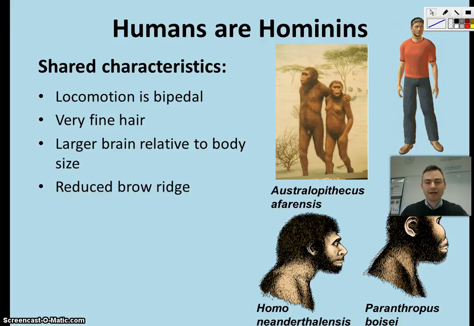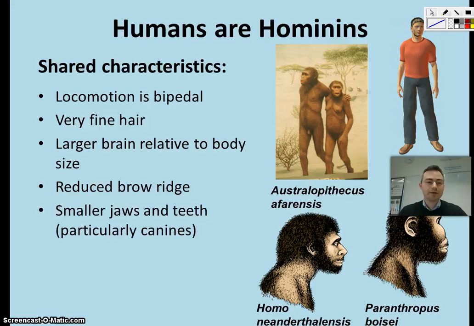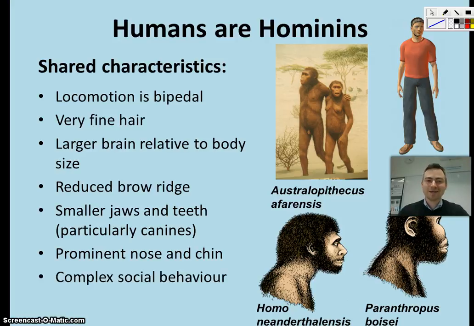We've got a reduced brow ridge, which is our eyebrow ridge. It has gotten smaller and smaller and smaller. We've got small jaws and teeth because now we can manipulate our food. We can cut it up with tools. We can cook it in the fire. So we don't need big teeth and jaws to chomp down on our food. And we've got a nose and chin. Hooray for us. And complex social behaviour, of course. So those are some key features of hominins that we'll get to know a little bit more about.